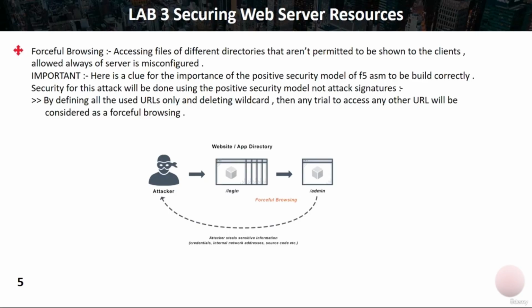By defining all these URLs only and deleting the wildcard, any attempt to access any other URL inside your web application will be considered forceful browsing, and you will see this notification inside event logs after we try this attack on our web application. So again, what is the secret here? The previous types of attacks that we have tackled relate to the negative security model, because we are speaking about attack signatures. Here, for forceful browsing, after declaring and defining all the explicit URLs inside our web application, we are going to delete the wildcard. Then, if the attacker tries to access any other URL that's not defined in our explicit URLs, the attack will be blocked and it's considered forceful browsing.